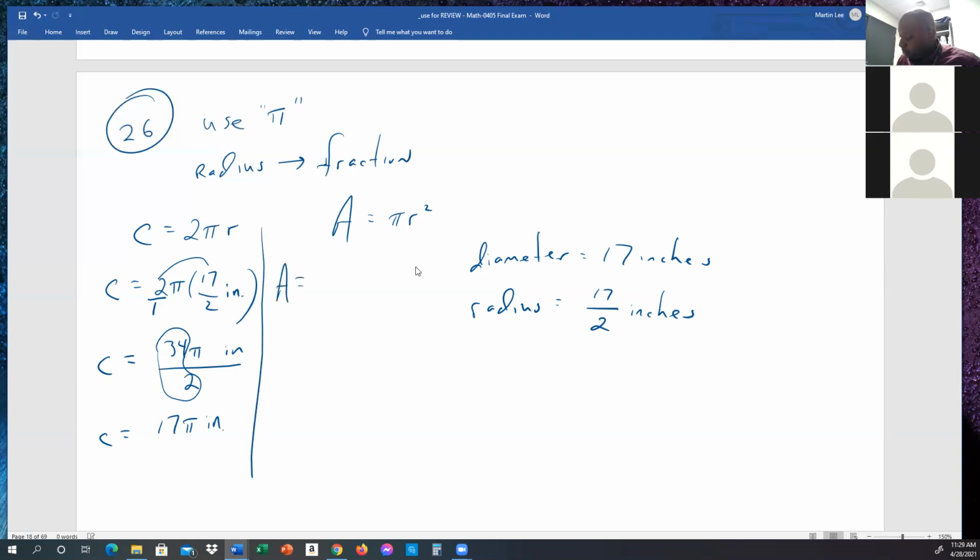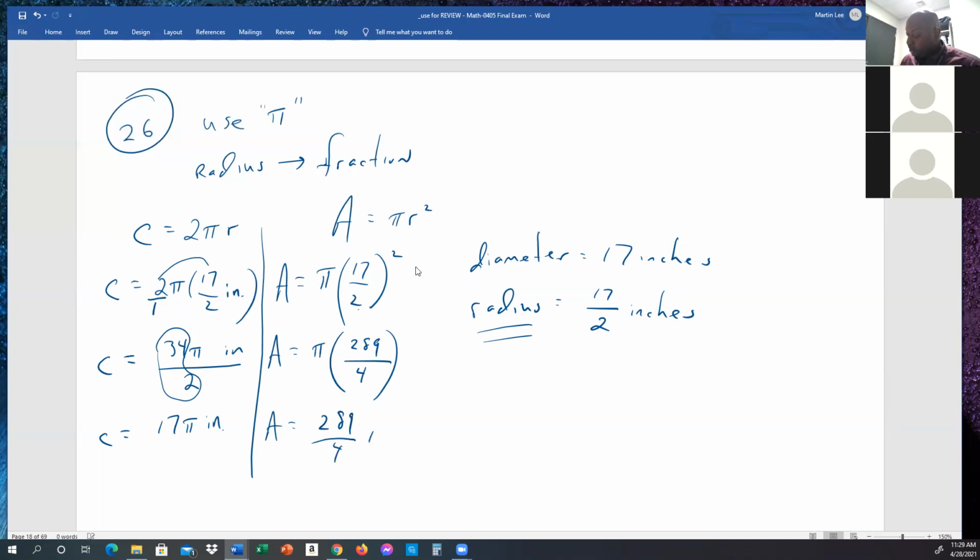Now for the area. Area equals pi times 17 over 2 squared, because that's our radius. So the area equals pi times 17 squared is 289 over 2 squared, which is 4. And just rewrite this as 289 over 4 times pi. So that's your circumference and that's your area.